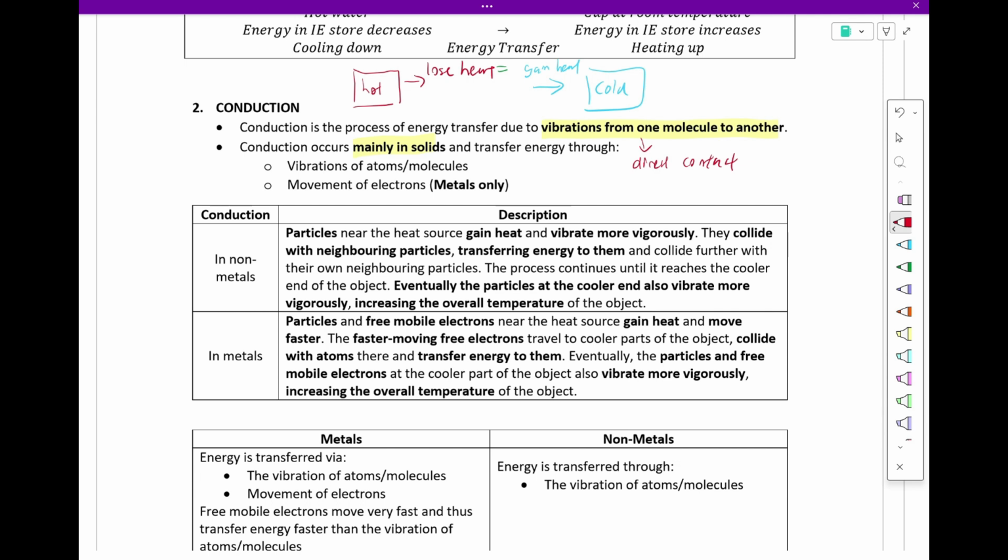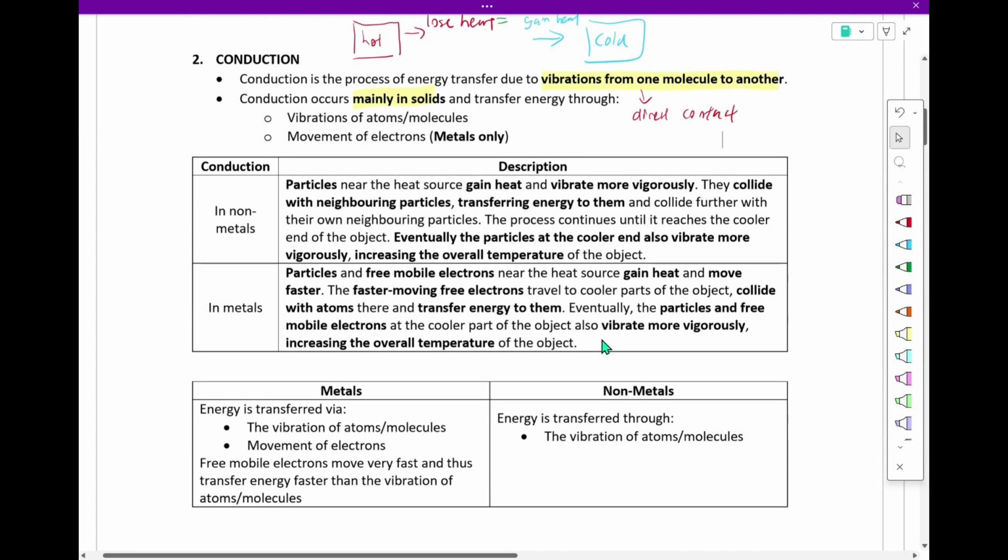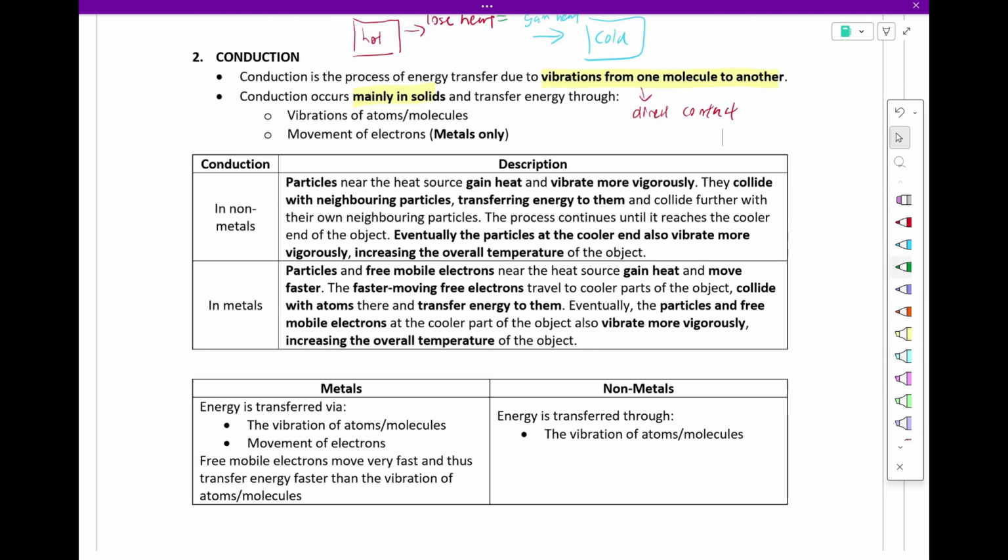Number one, my object must be touching the second object itself. So for example, usually when something is hot, how do we test it out? We usually will poke it, right? So same thing, we touch it to see whether it's hot or cold itself. Okay, now this part here is asking you to describe how conduction takes place.